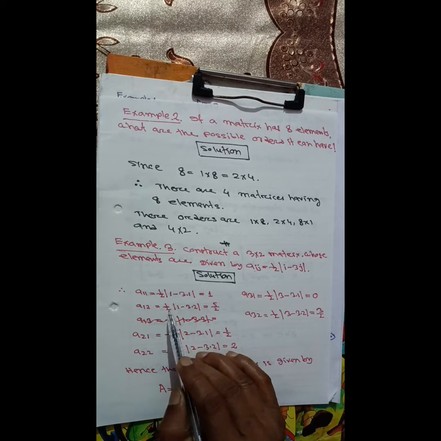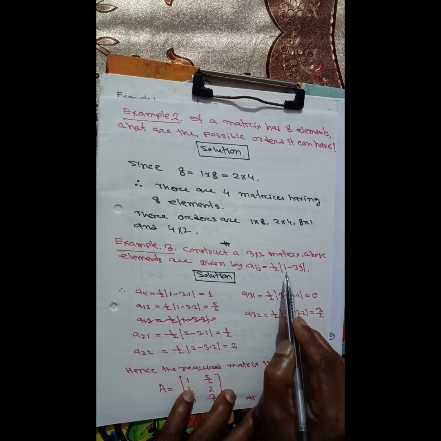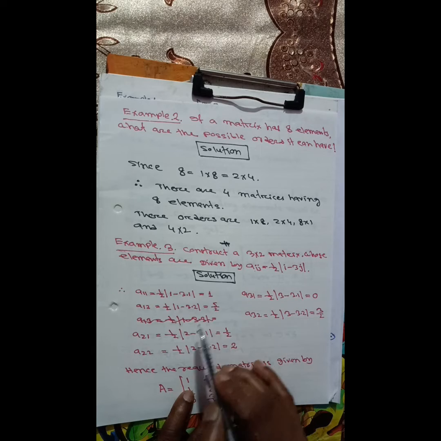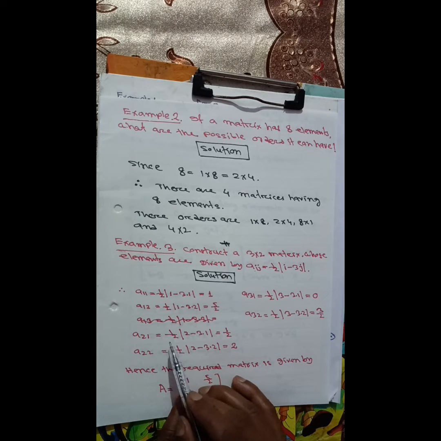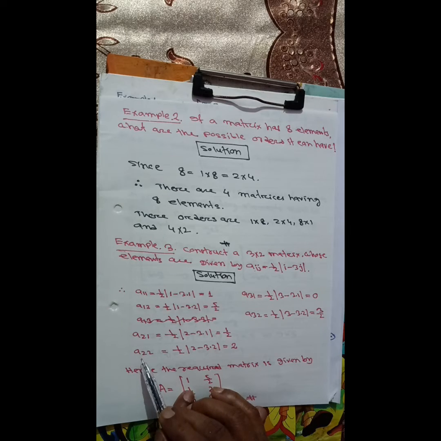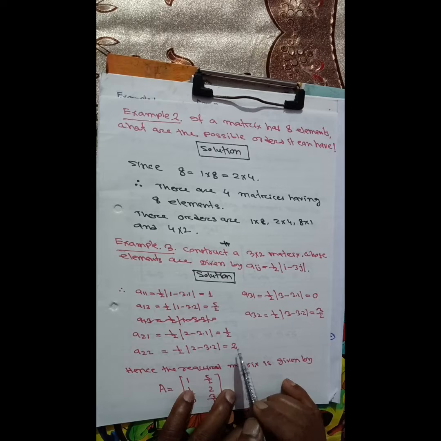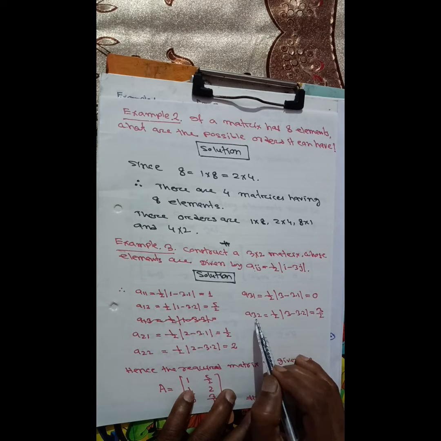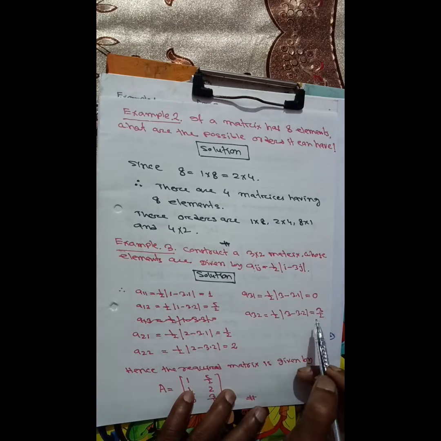A1,2. Then putting I equal to 1, J is equal to 2, we get 5 by 2. And A21 is equal to 1 by 2. Similarly, we get A22 is equal to 2, A31 is equal to 0, A32 is equal to 3 by 2.